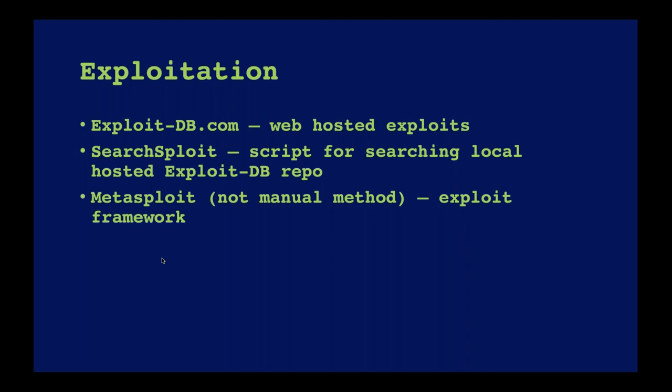You do a search on the vulnerable operating system or software, and you want to make sure to put the version of the software in, and it'll come back with possible exploits. And there's also a command line version of that called searchsploit. It's a script on Kali Linux and other pentesting distros like Parrot OS, and it searches a locally hosted repo of the ExploitDB, the exploit database.